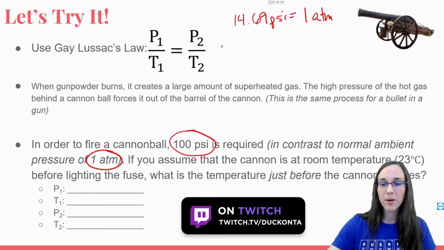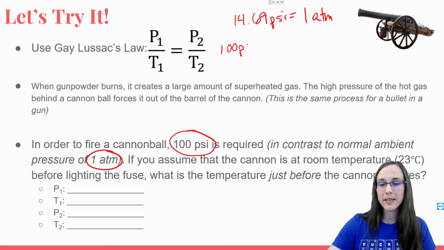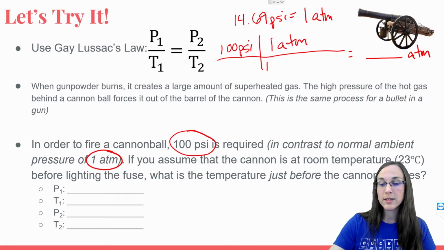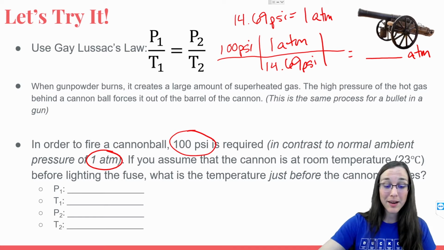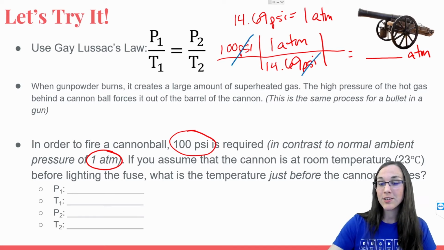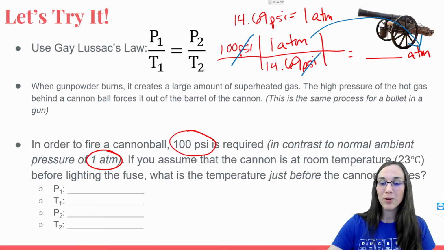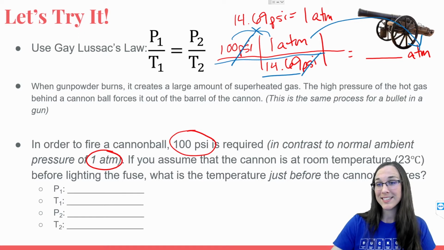We're going to start with our magical line to freedom. 100 psi is our given, and we're trying to figure out what that is in atm. We know that 1 atm is equivalent to 14.69 psi. I put the psi on the bottom so that our psi units can cancel and we will be left with atm, which is the goal. So all I have to do now is multiply 100 by 1 and divide that by 14.69. When I do so, I yield a value of 6.8 atm.